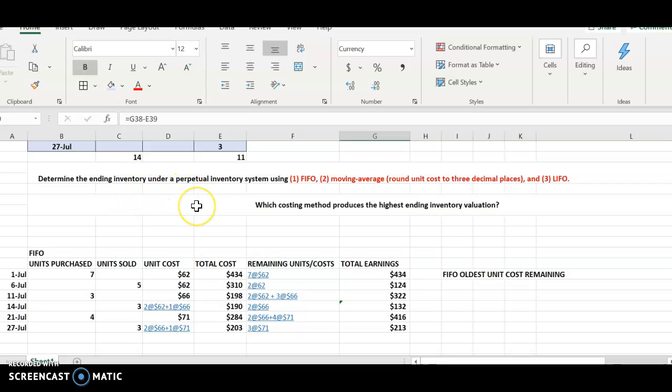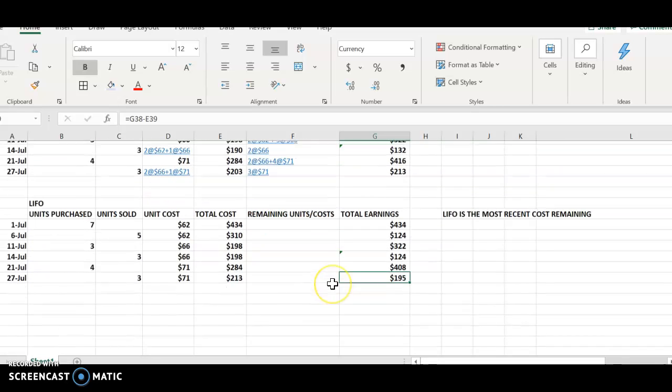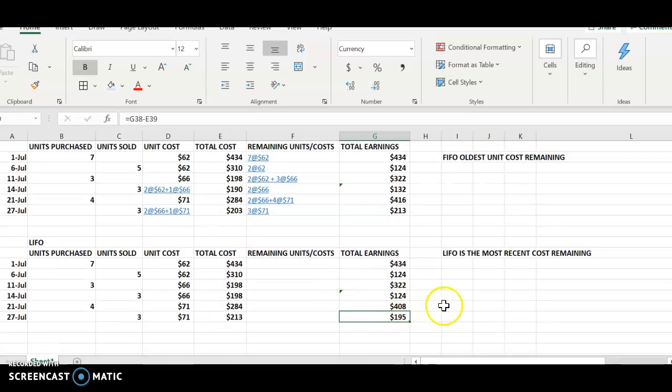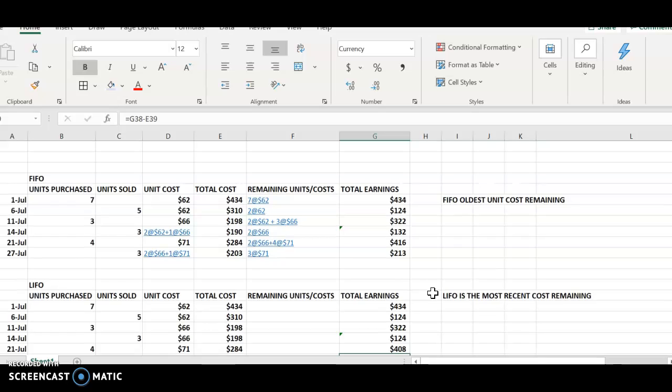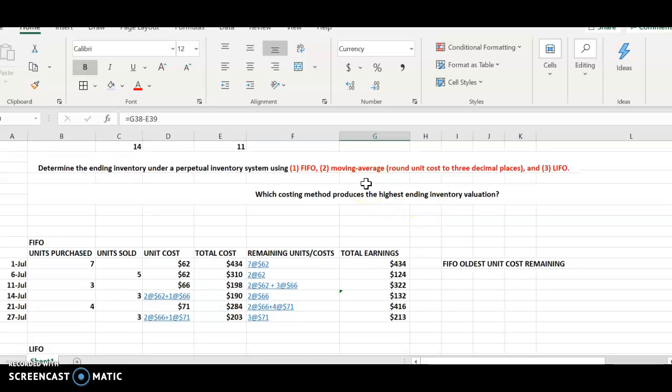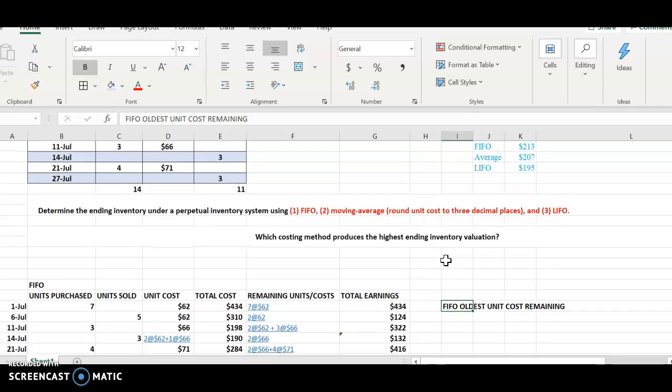For the ending inventory under the purchase inventory system, these are the answers, the ending inventory for FIFO and LIFO. And so for the questions, I couldn't get the answer for moving average, so I apologize on that one. I couldn't find the answer for that one.